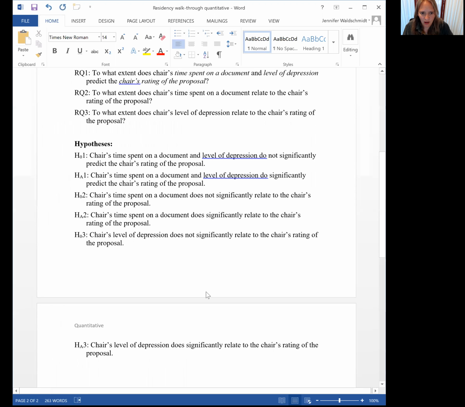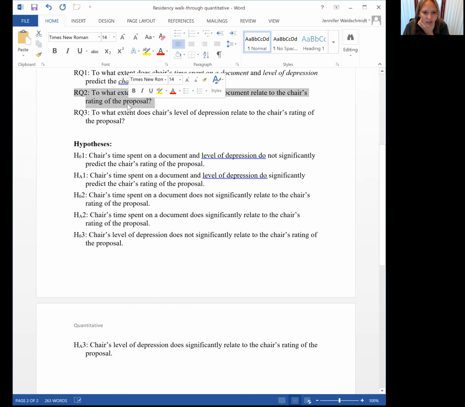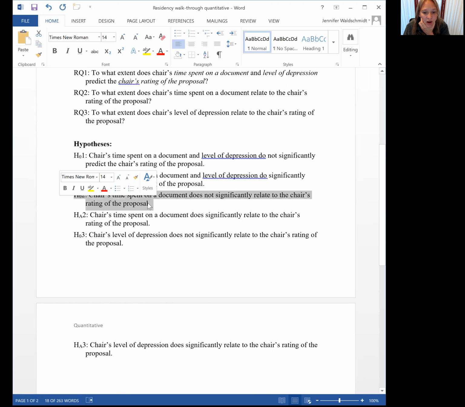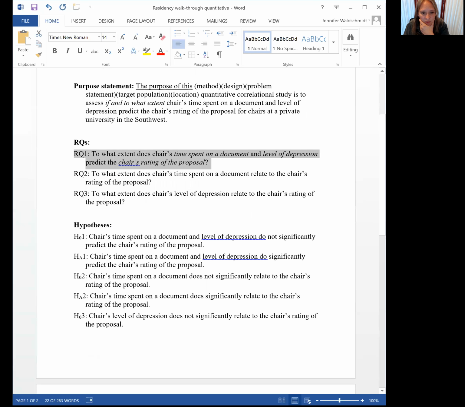So if I pull this back up and go back up to our research questions, you're going to see how this research question 2 is very aligned with our hypothesis for that research question. This one is asking about chair's time spent on a document. The hypothesis is also talking about chair's time spent on a document. Question 3 is looking at level of depression and how it relates to the chair's rating. And so our hypothesis 3 is looking at level of depression and how it relates to the chair's rating. So just be aware that there has to be a direct tie between these research questions and the hypotheses. Otherwise, it is out of alignment.